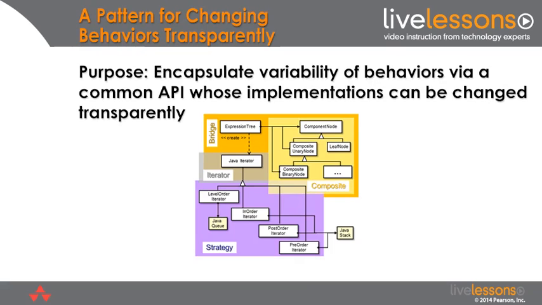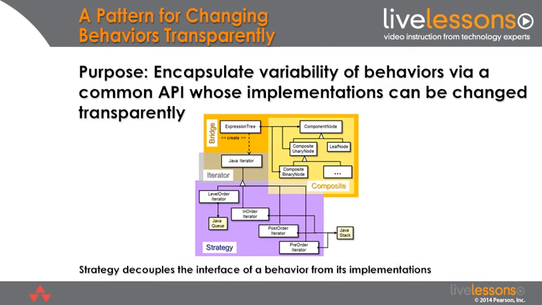We're now going to cover the strategy pattern. In this discussion, you'll understand how the strategy pattern works in general, and you'll also learn how to recognize how the strategy pattern can be applied to encapsulate the variability of algorithm and platform behaviors via common object application programming interfaces, or APIs. The purpose of the strategy pattern is to encapsulate variability of behaviors via a common API whose implementations can be changed transparently to users of those abstractions.